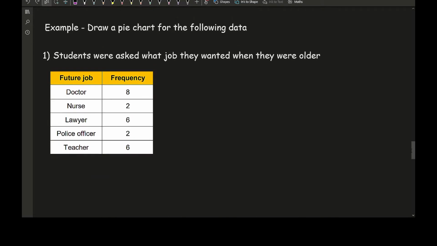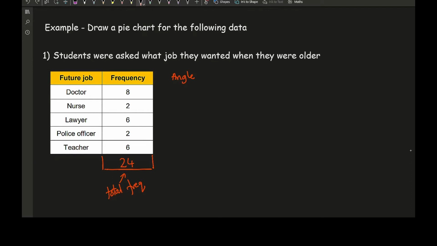This question says students were asked what job they wanted when they were older. So again, first thing we need to do is work out what the total frequency is going to be, and I'm just going to label that total frequency. To do that, we just need to add the numbers up. So we've got 8 plus 2, which is 10, plus 6, 16, 18, and we get 24. The next thing I then need to do is add an angle column.